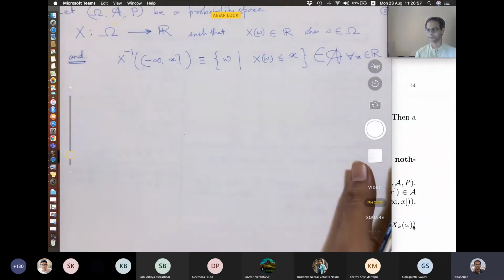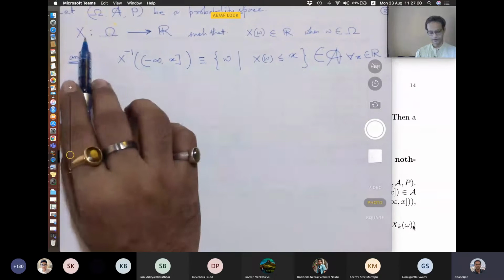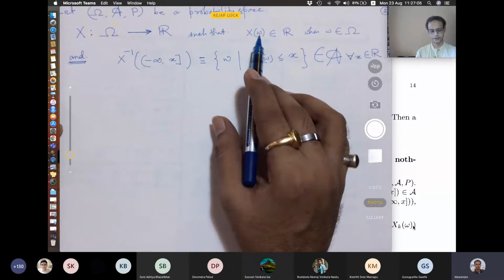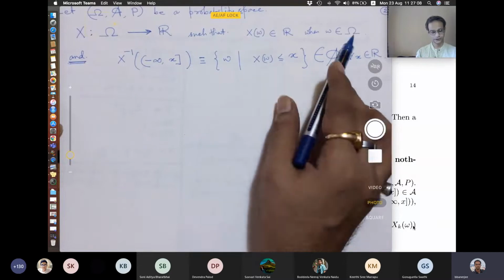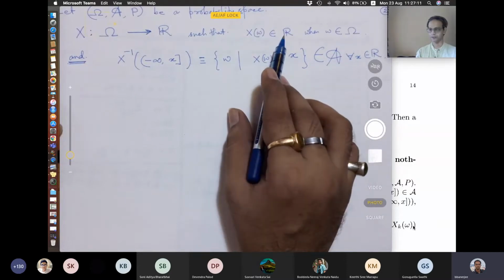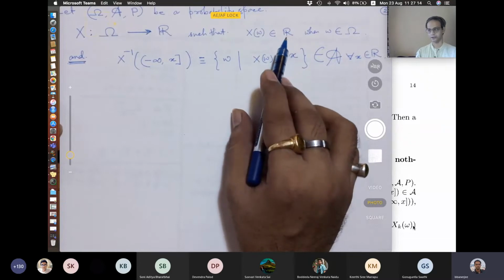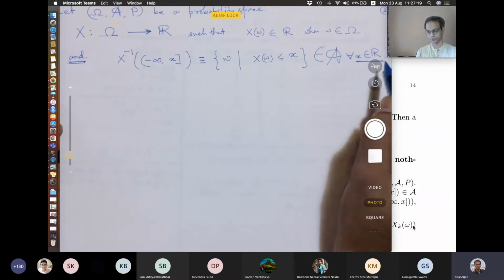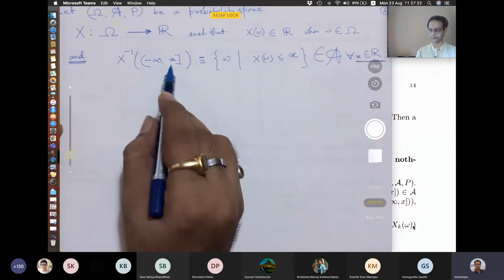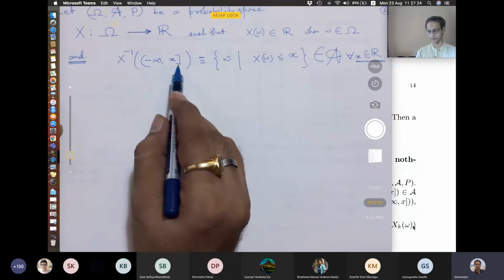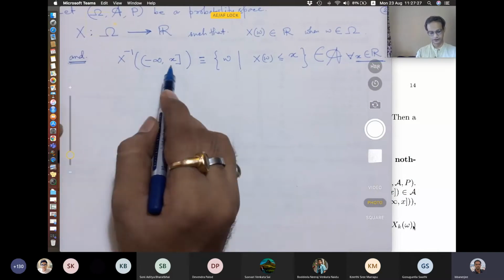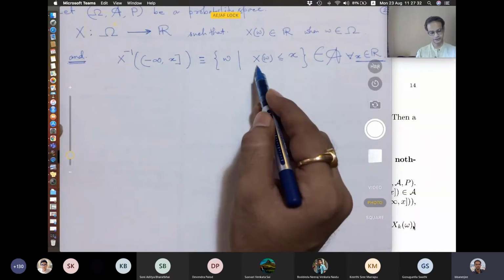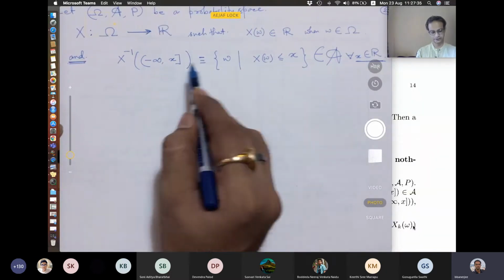Okay, check this thing. X is a function from Ω to R such that any element you choose from capital Ω will give a number from the real line. Not only that, for any real number you choose, and then you invert that function on minus infinity to x, you will get a collection of ω which is satisfying this condition. It is trivial from here.